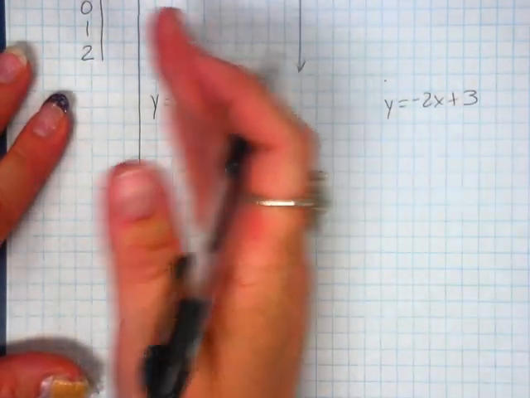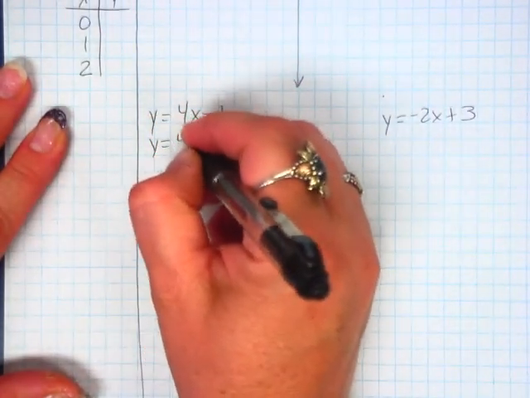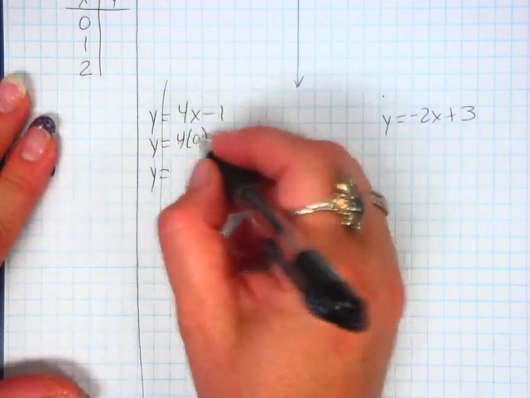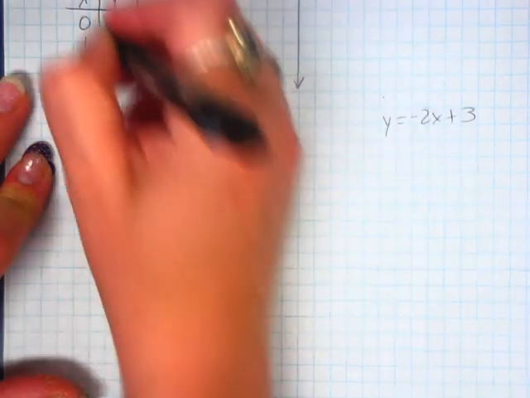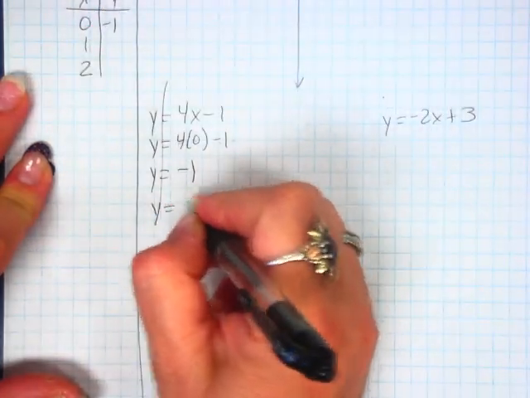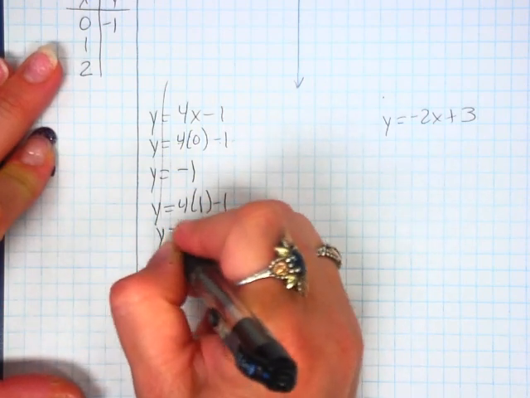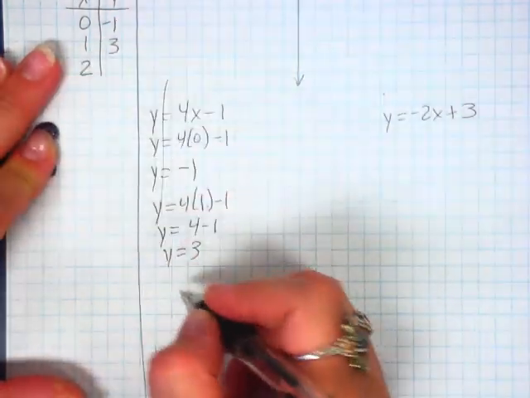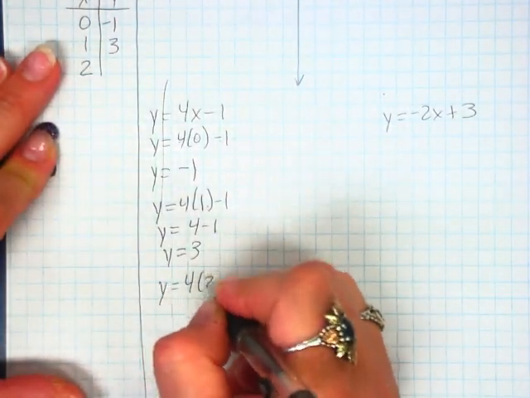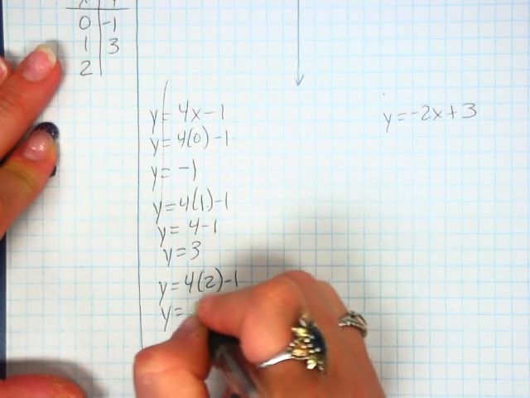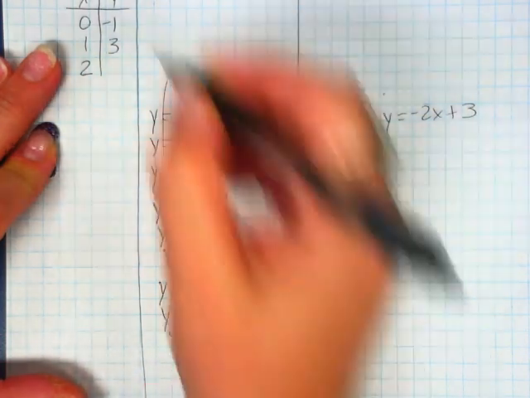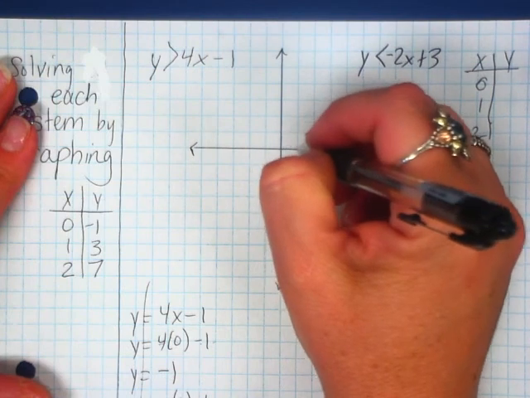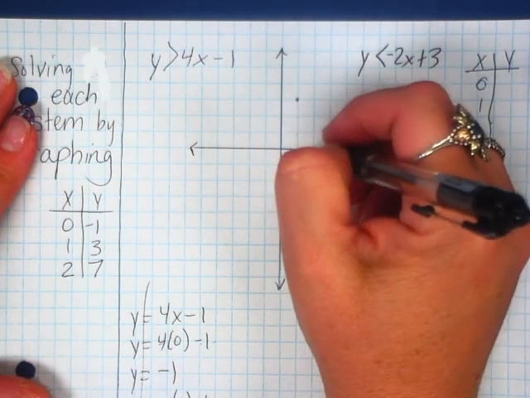So first we'll do this side. What happens when we plug in x is 0? In this case, y equals 0 minus 1, which is negative 1. So that was easy enough. Y equals 4 times 1 minus 1. Y equals 4 minus 1, which is 3. And the last one, what happens when it's 2? 4 times 2 is 8 minus 1. Y is 7. So go up to our graph: 0, negative 1, 1, 3, and 2, 7.